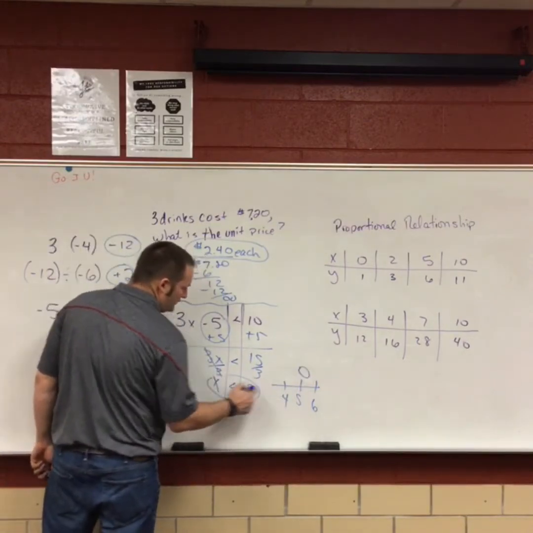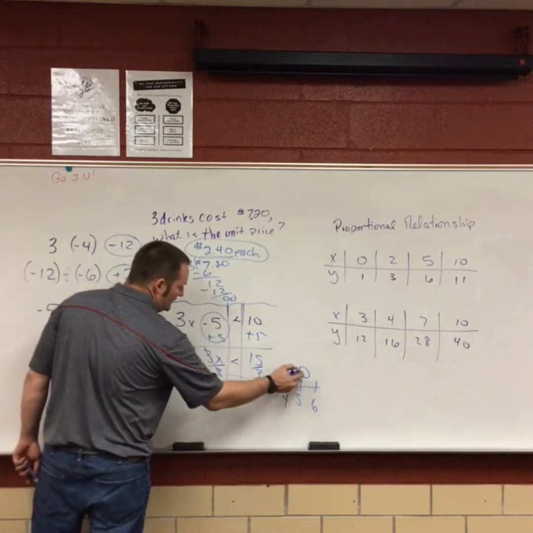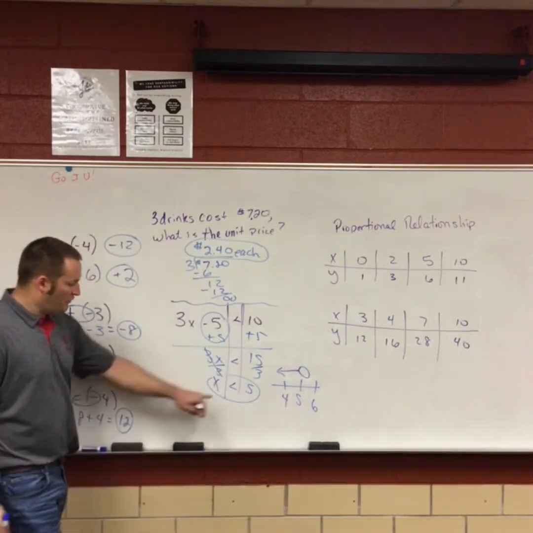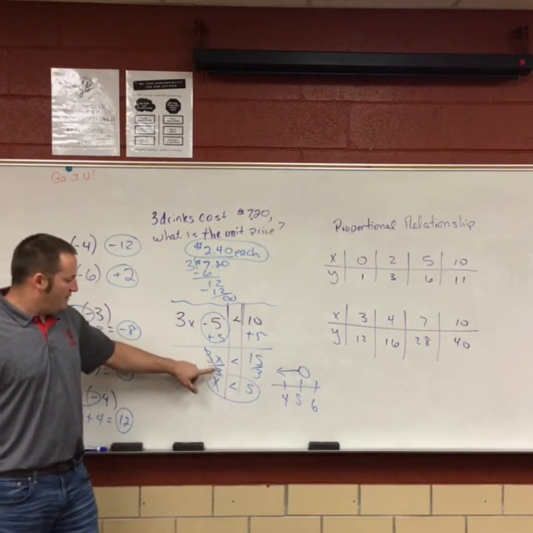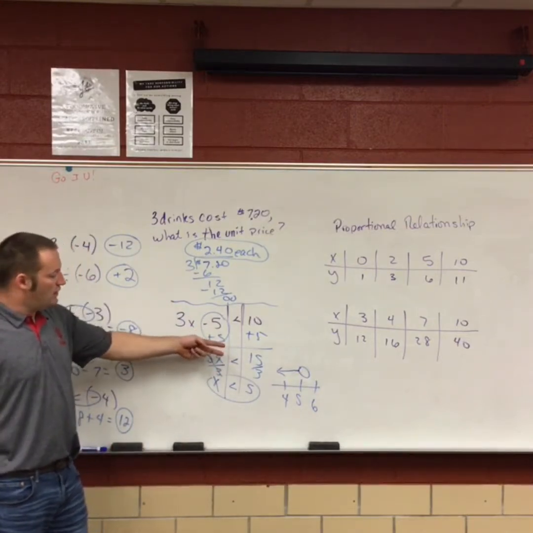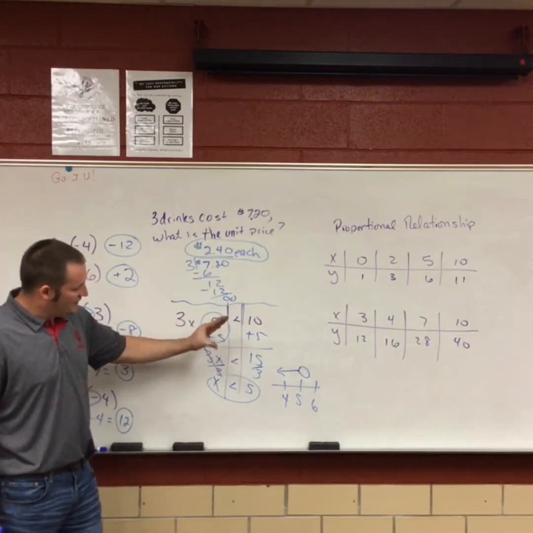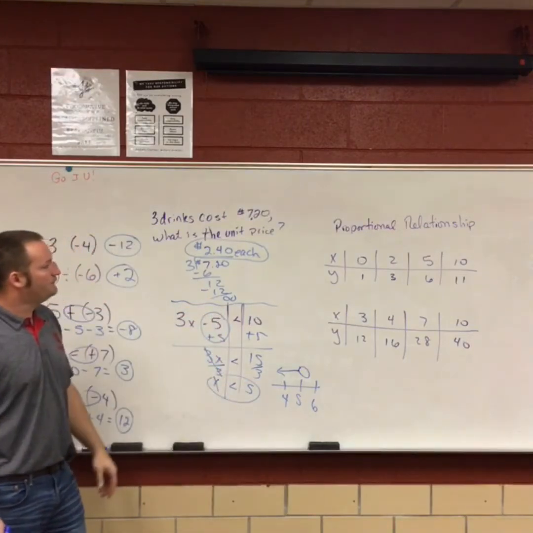It is an open circle because it's not equal to, and the arrow is coming left. If it was equal to, you would shade it in. If you have to multiply or divide by a negative, don't forget that flips the inequality sideways. And so instead of a less than, you would flip it to a greater than sign.